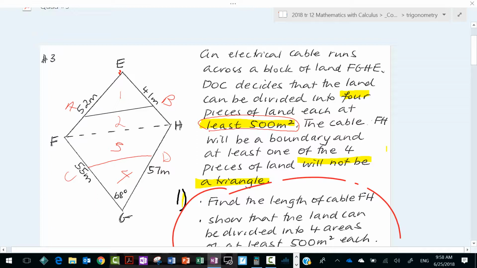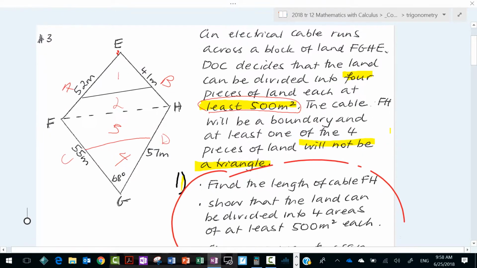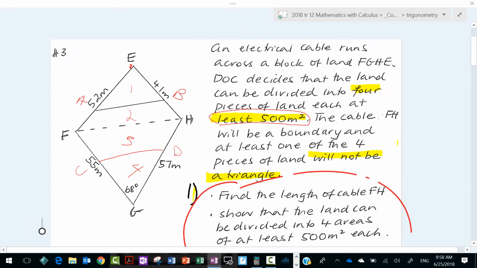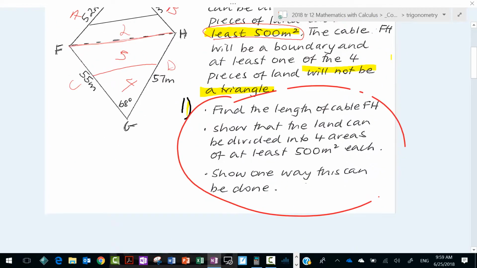The thing is that this can be done in multiple ways, and I just want to show you one of the ways that we can do this. We can consistently do this and make sure that we've covered the internal. So the cable, first of all, you want to find FH, because we need to find the area of FEH and then of FGH. Once we know those areas, we can figure out how we're going to divide them up into various shapes. We'll work through this.